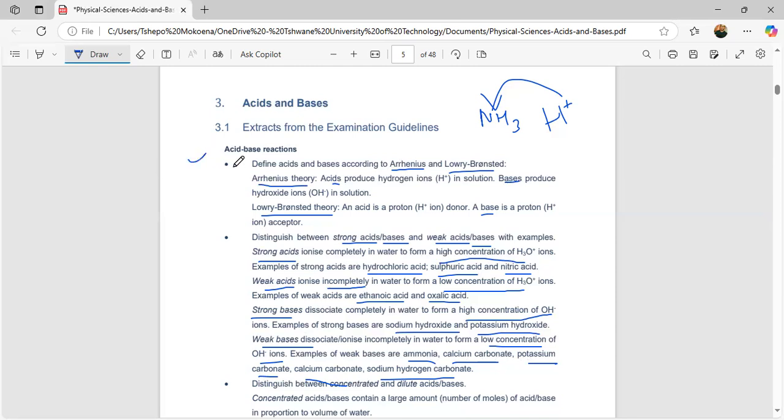So in bullet number 1, we were talking about defining acids and bases by two theories. And in bullet number 2, we were distinguishing between a strong and a weak base, a strong and a weak acid. We know how a strong acid behaves in water, how a weak acid behaves in water, and how a strong base and a weak base behave in terms of dissociation and ionization. One completely to form a high concentration, the other partially or incompletely to form a lower concentration. So that's what we are learning so far.